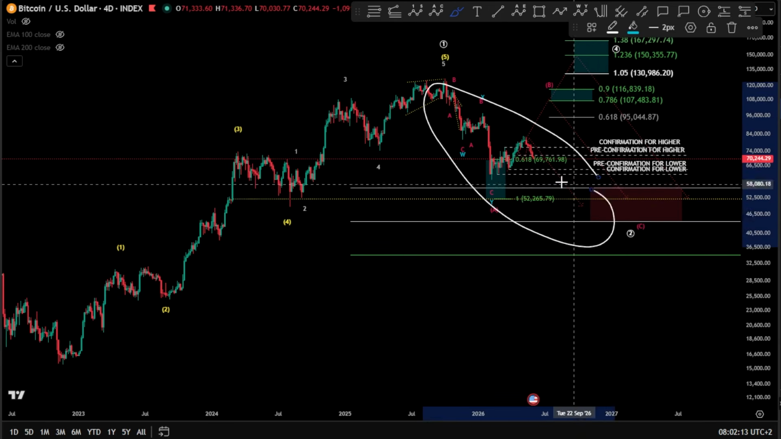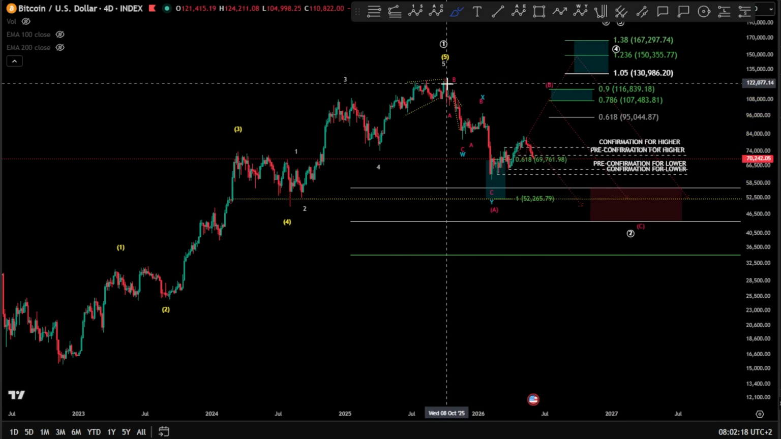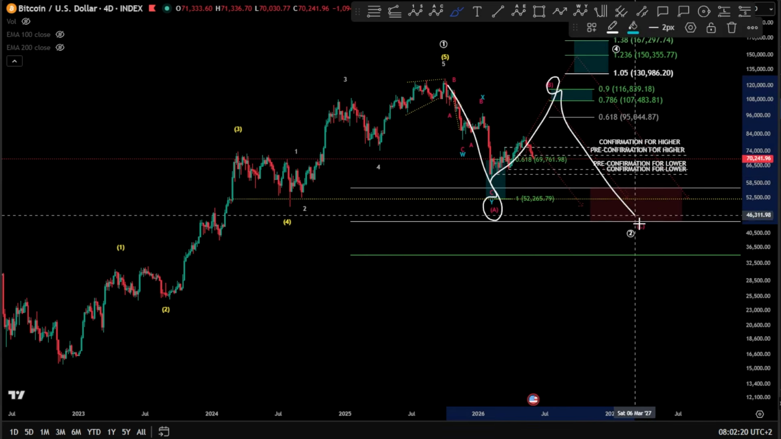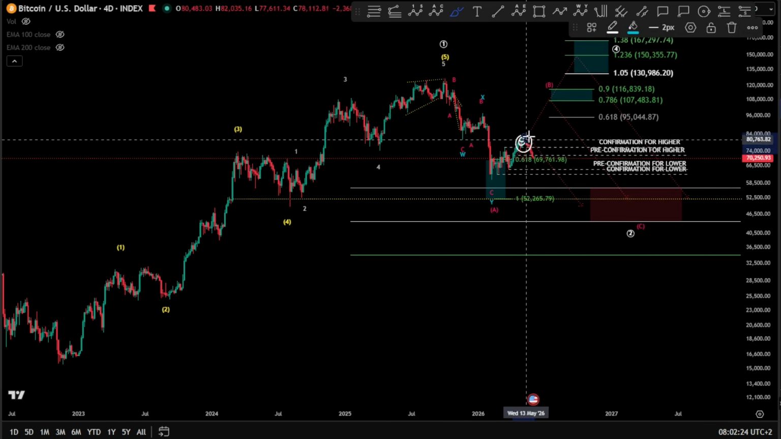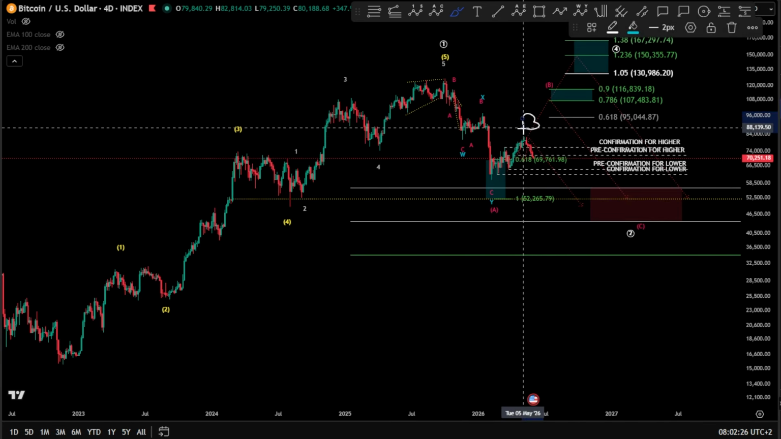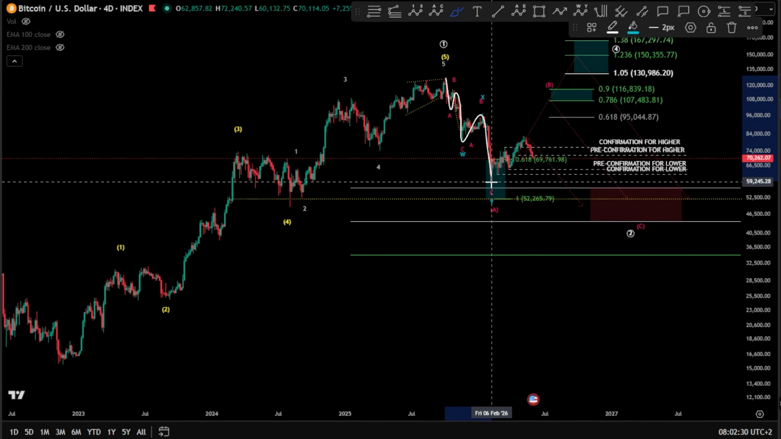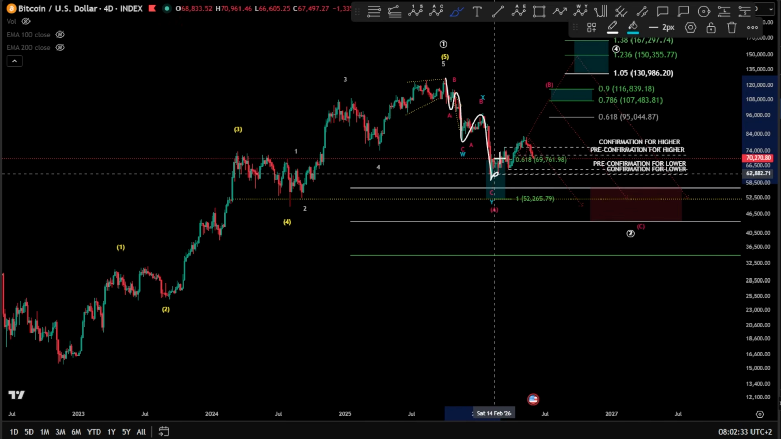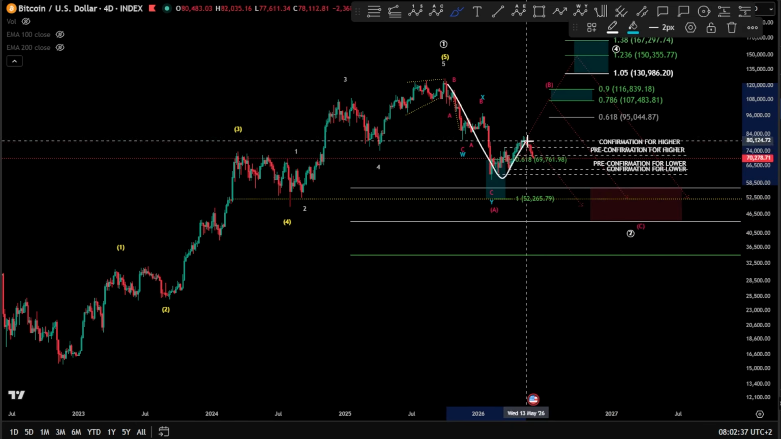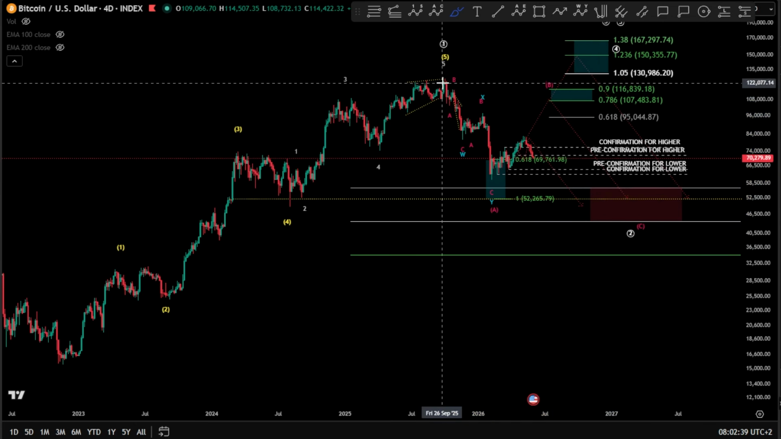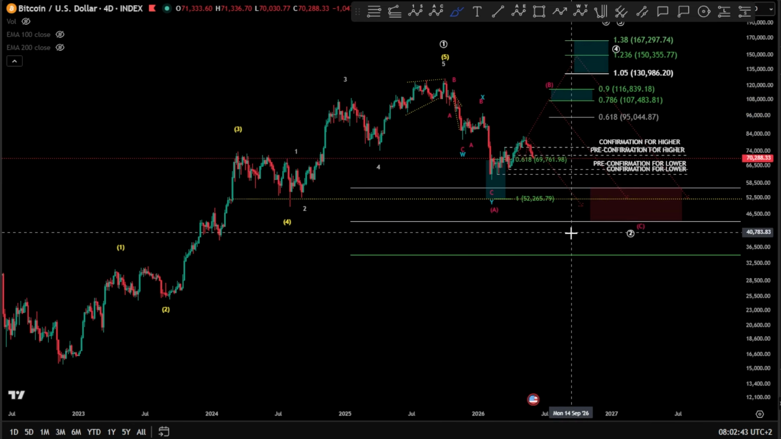Now, why is it much higher probability that we are in a W, X, and a Y rather than the A, B, and a C? Preferably, of course, to call the W, X, and Y, because this wave B is very, very shallow, I would say. And you don't have really an impulse unless we are in a 1, 2, 3, 4, 5 expanding diagonal, wave A, and then wave B, and then wave C towards the downside as a zigzag as well. Can be possible, of course, but then we have to take this as an expanding diagonal, which is very rare.